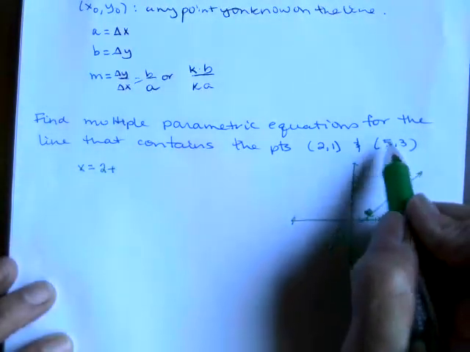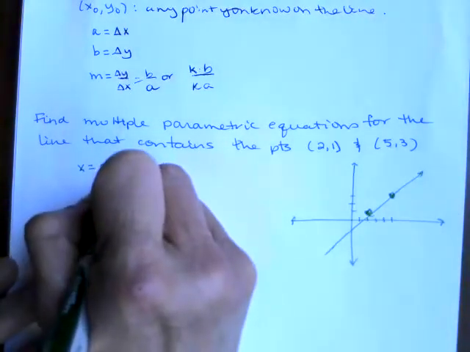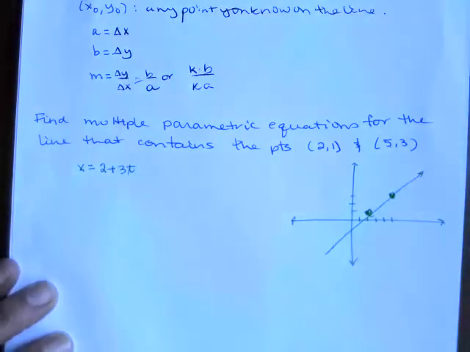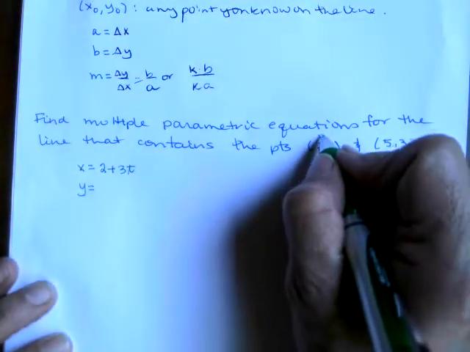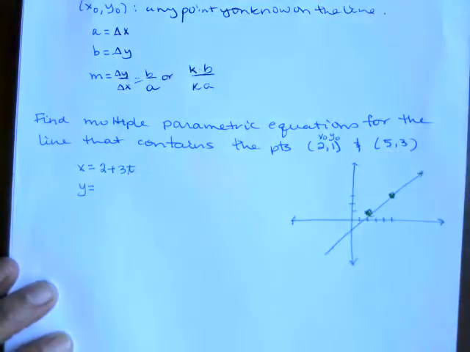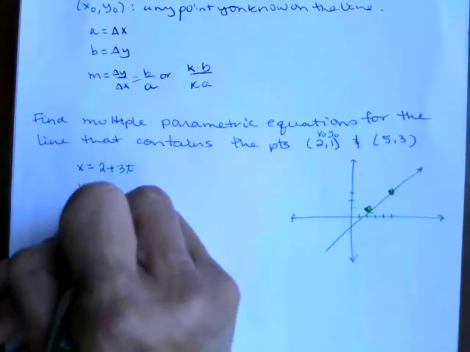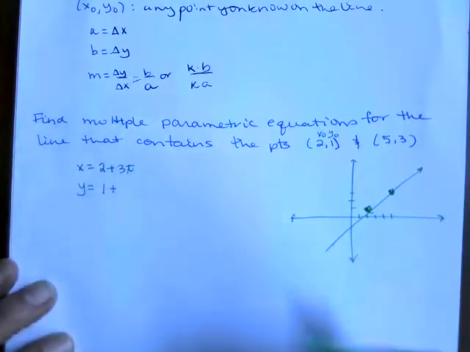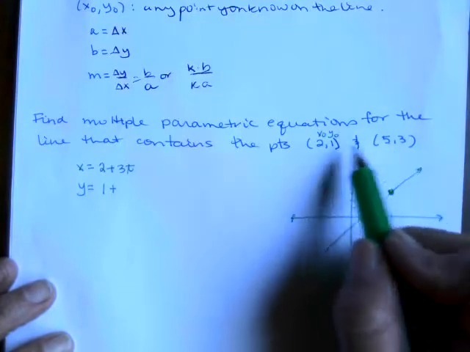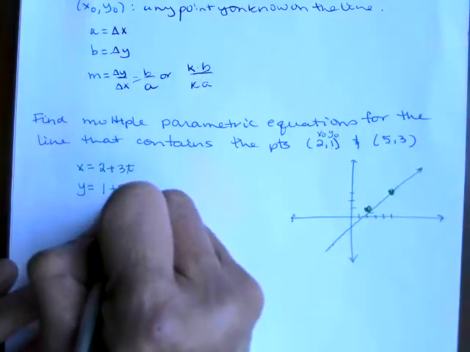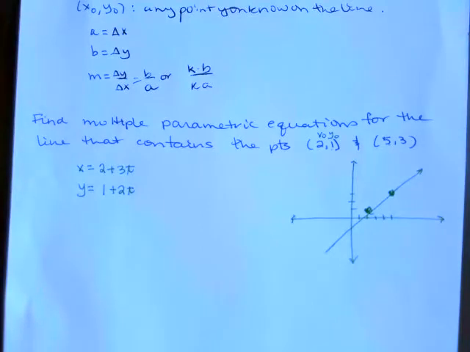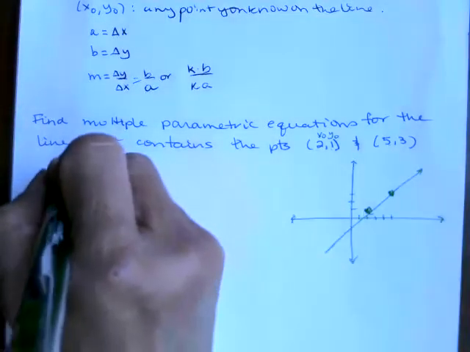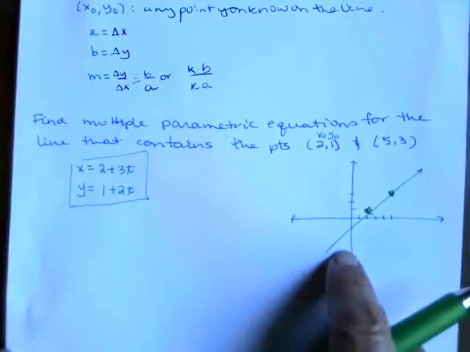So delta x, so 5 minus 2 times t. And y equals y naught. So this time I'm taking this point here to be my x naught, y naught. So y will be y naught plus delta y. So that would be 3 minus 1, which is 2, times t. And there we go. So this pair of equations describes this line that I've drawn in green.